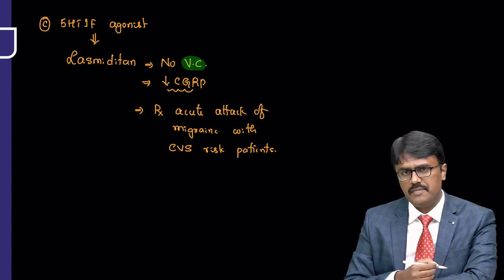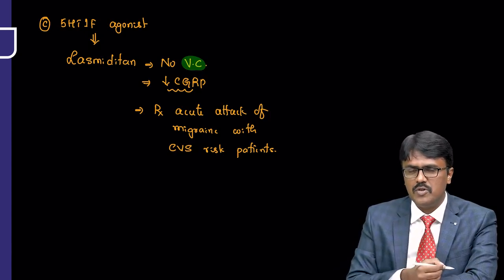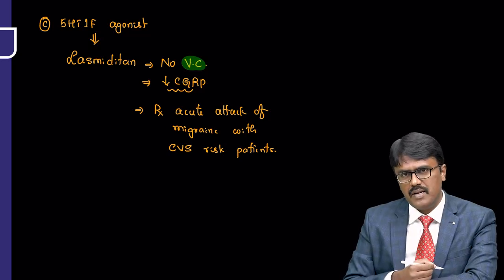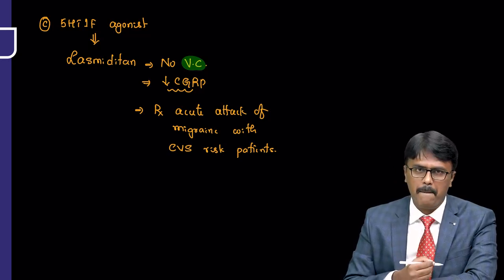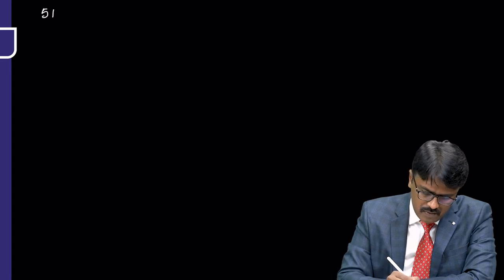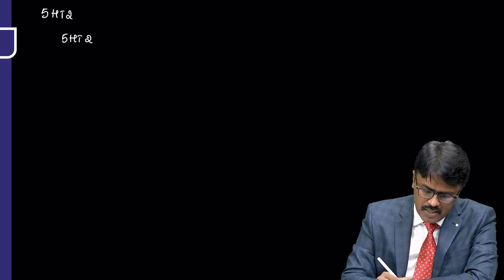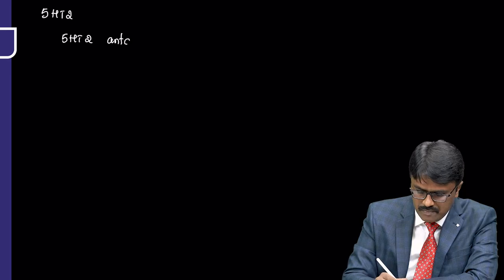So very, very important. So until now what I discussed is the 5HT1 agonist. Okay, so one is buspirone, second one is triptan, third one is lasmiditan. Now moving on to the next one. The next one is the receptor called 5HT2. Now most of the times 5HT2 we have antagonist only. So what are the drugs which are called as 5HT2 antagonist?